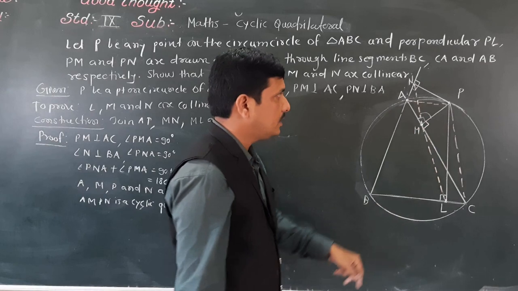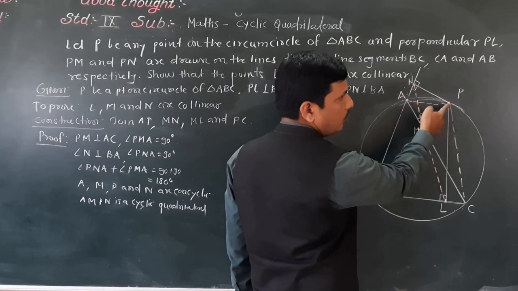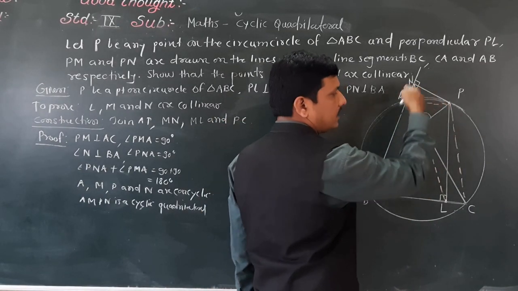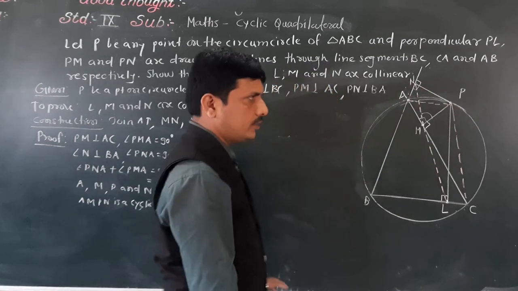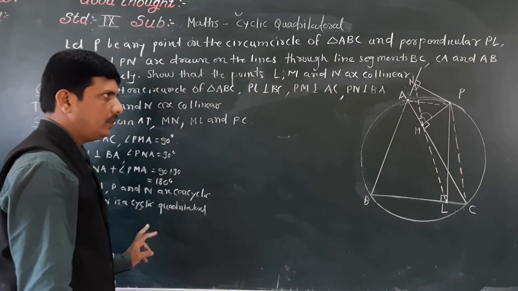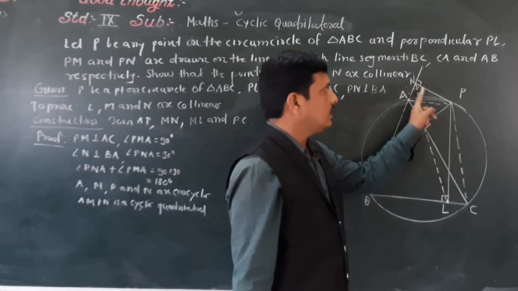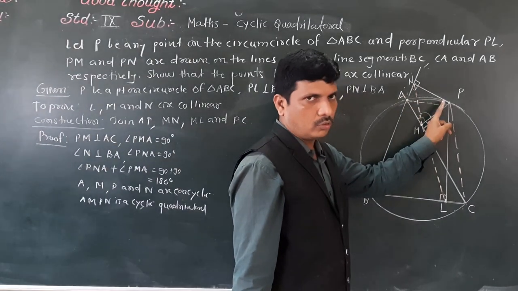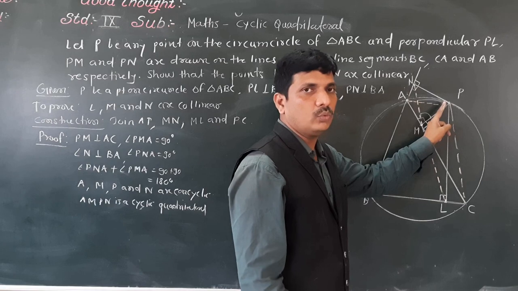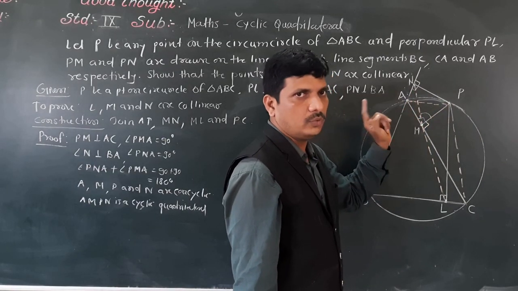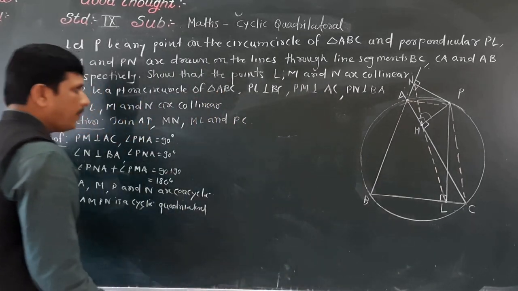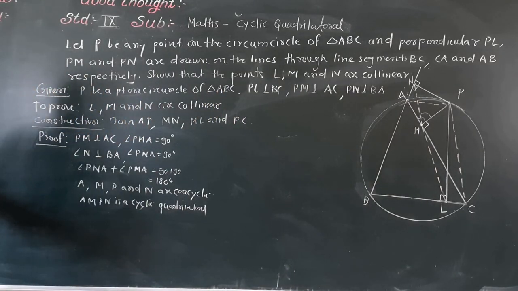Are you getting one sentence? PN is a chord. If you take a circle passing through all the four points A, M, P, N, then what do you get? This is a line segment or chord which makes equal angles at M and at A. So here we can say angle PMA.